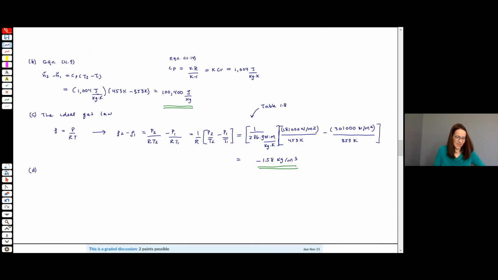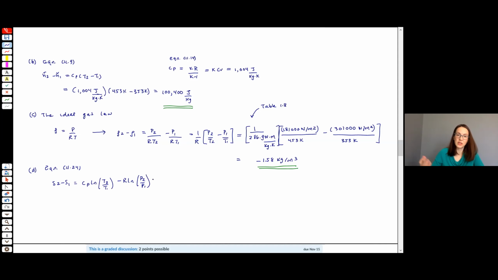All right, section D here, what's the change in entropy? We're doing on time. Okay. So we have the equation for the change in entropy that we just derived. It is equation 11.24. We'll use this version. And it tells us that S2 minus S1 is equal to C sub P log T2 over T1 minus R natural log P2 over P1.